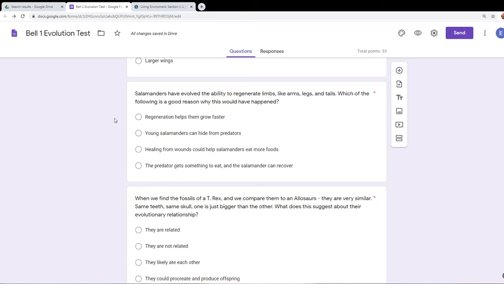All right, salamanders have evolved the ability to regenerate limbs like arms, legs, and tails. Which of the following is a good reason why this would happen? Is it that regeneration helps them grow faster? That young salamanders can hide from predators? That healing from wounds could help salamanders eat more food? Or that the predator gets something to eat and the salamander can recover? Which one of these would be a good reason why salamanders evolved this ability to regenerate their arms, their legs, or their tail?